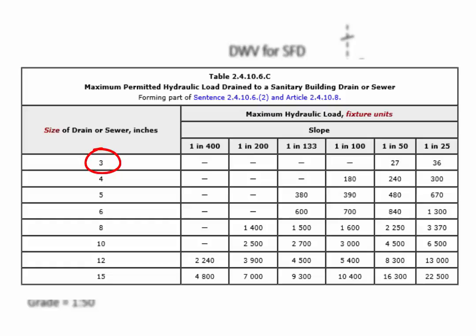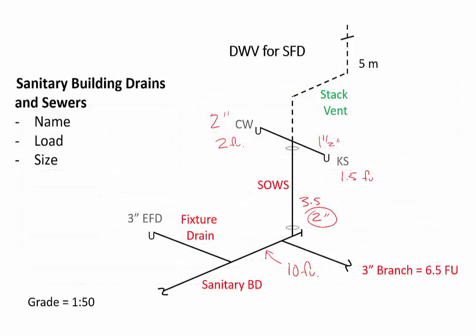Plus, of course, we have a 3-inch branch above, so all parts of this lowest horizontal section, at least up into the connection of the floor drain, we know at this point will be 3-inch. Building drains again are sized from table 24106C. Building drain tables require a slope. So in this case, our grade is 1 in 50. That's given in the drawing. At different grades, different sizes may be required.